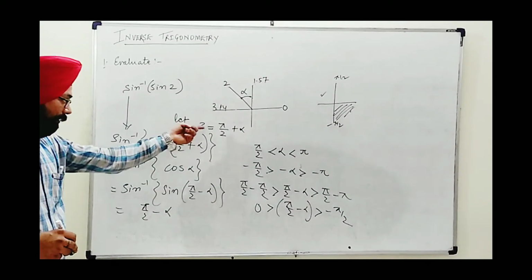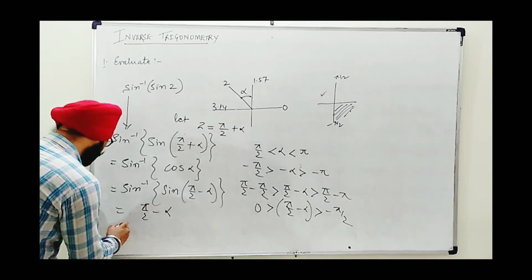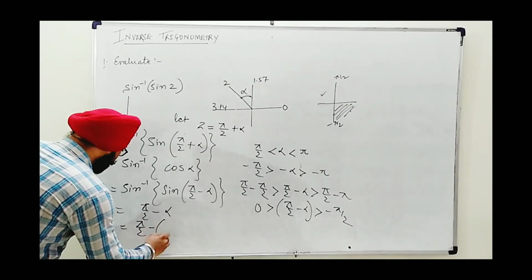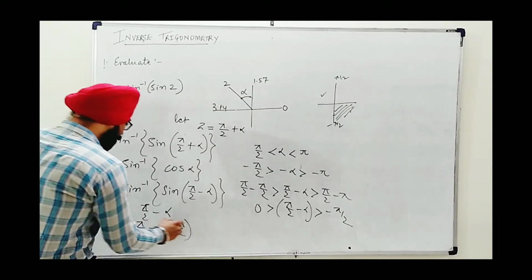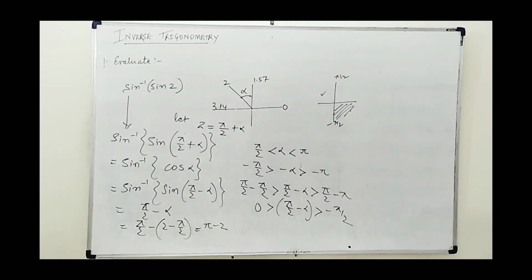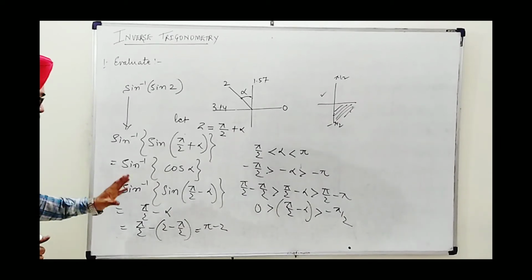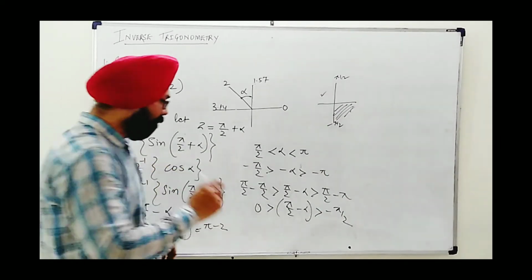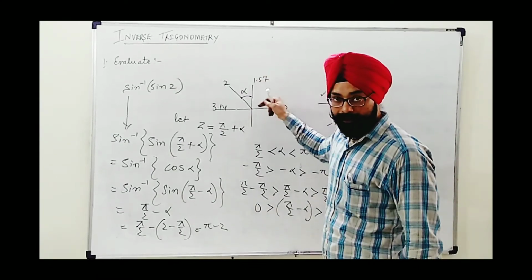Now we will put the value of alpha as 2 minus pi by 2 here. So pi by 2 minus, 2 minus pi by 2. If I open the bracket, I see this becomes pi minus 2. So the final calculation we get is pi minus 2. Now this was one method in which we have taken this 2 with respect to pi by 2.